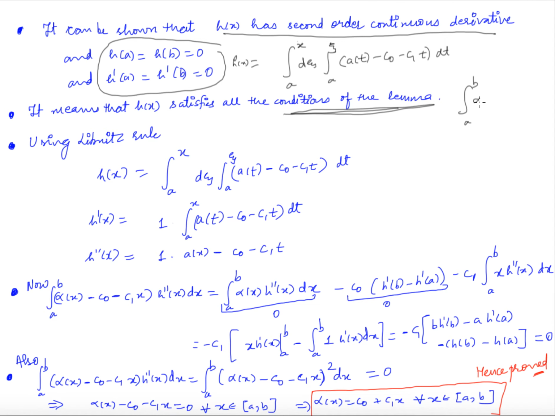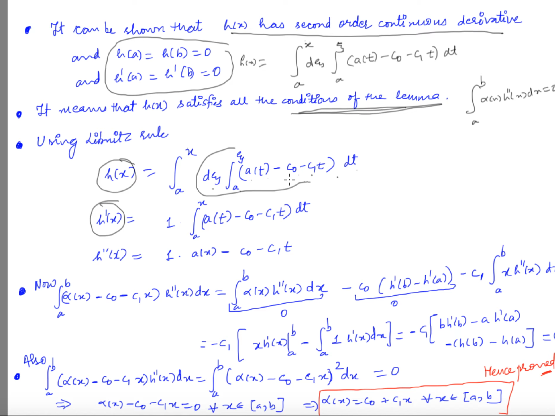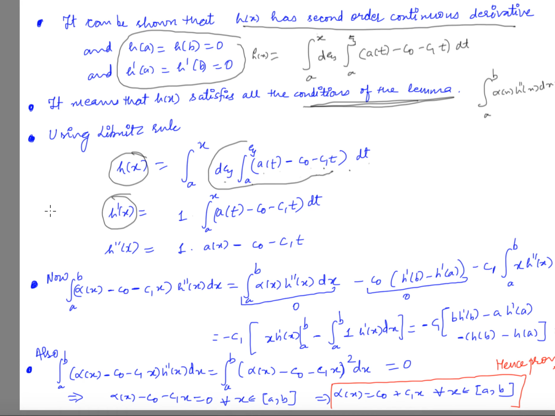Okay, now we need to compute these derivatives also. You had h(x) equal to the integral from a to x of the integral from a to zeta of (alpha(t) - c0 - c1 t) dt d zeta. So what will be h'(x) using the Leibniz rule? First you have to differentiate the integrand with respect to x, but there is no term containing x, so the partial derivative, that first term in the Leibniz rule, is 0.